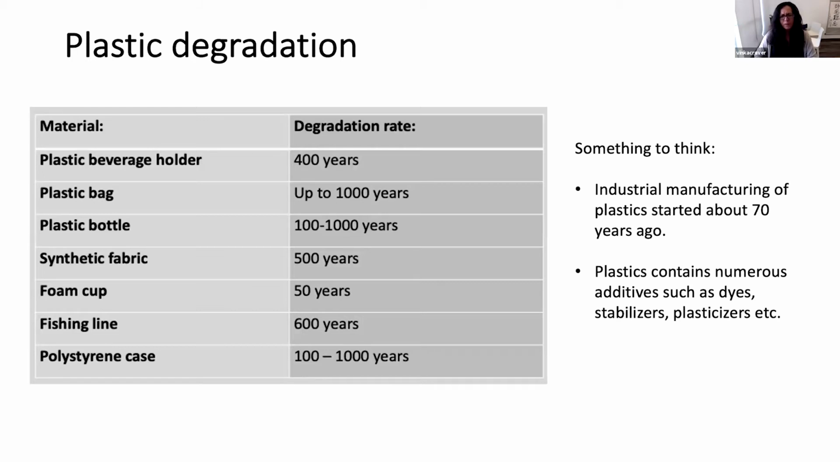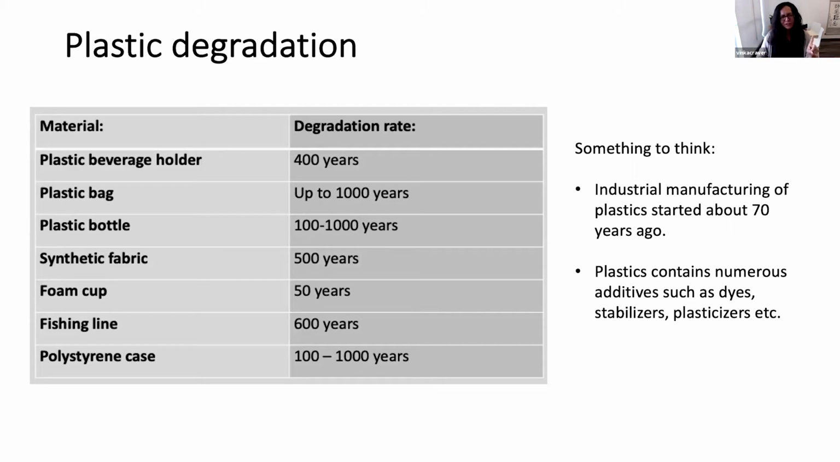Now, this is interesting to think about because, as I showed you in the first graph, we have been manufacturing industrial-level plastics since the 1950s. So they have been around for about 70 years. We haven't really reached even the halfway point of the degradation of these materials.